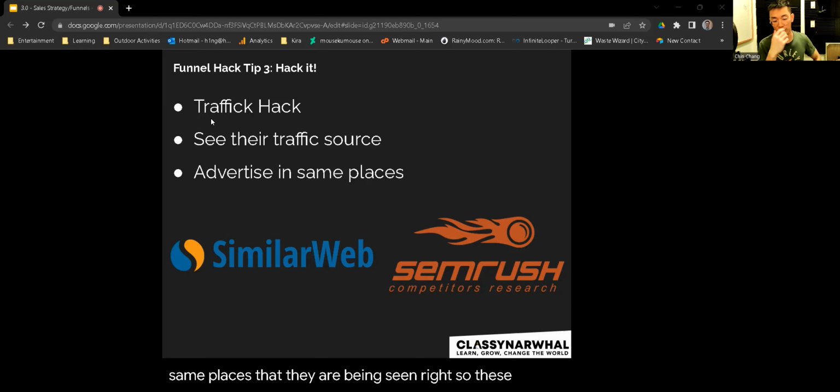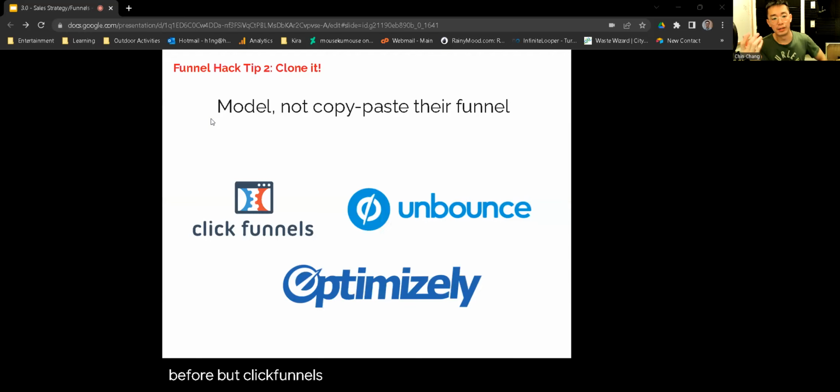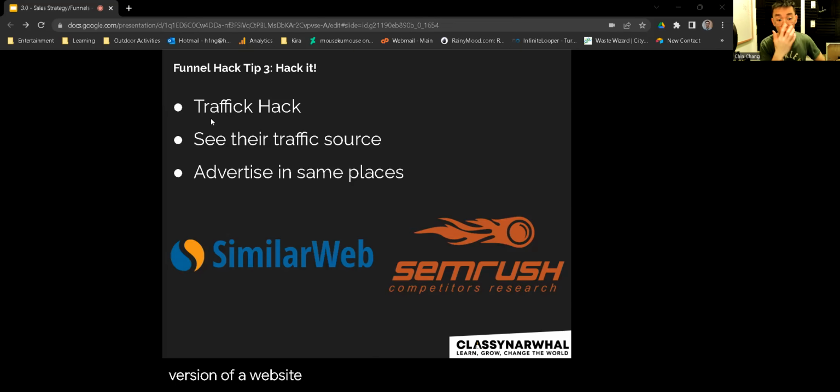So these tools that you can see here, sorry, I didn't talk about the tools before, but ClickFunnels optimize the unbounds. They allow you to basically drag and drop and create visual landing pages that are quite easy to create. So that's like a simple version of a website. These ones, similar SEMrush, you can go to those websites, put in a competitor's website and see where their traffic comes from.